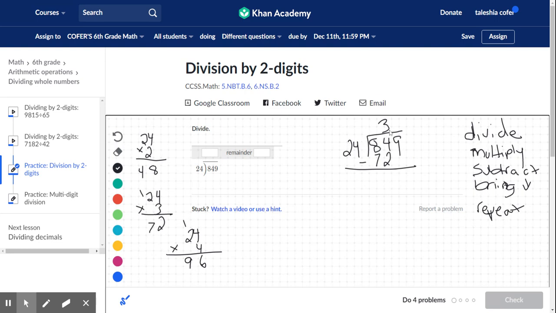So I divided, I multiplied 3 times 24. I'm going to subtract because that's my next step. 4 minus 2 gives me 2. 8 minus 7 gives me 1. After I've subtracted, I have to bring down my 9. Now I need to figure out what is 129 divided by 24 because I have to start all over back at the top. I repeat, start all the way back over at the top.